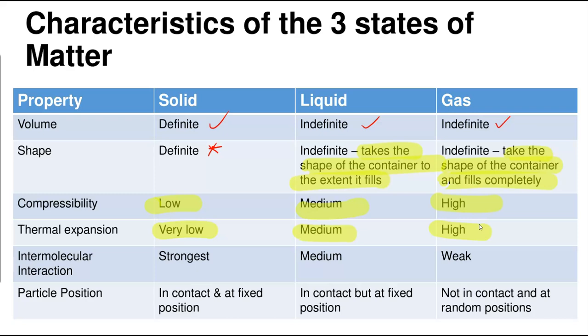Intermolecular attraction. The intermolecular attraction means the attraction between like atoms. Here it is the strongest because the atoms are holding on together about a fixed position. Here it is medium or intermediate, and here it is the weakest. Gases do not really want to be attracted to each other. They rather fly around on their own. Everyone go stay on your own.